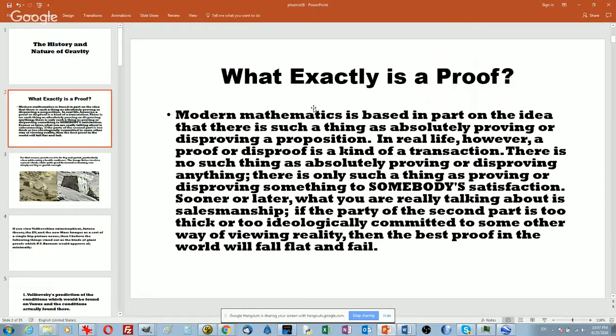Modern mathematics is based in part on the idea that there's such a thing as absolutely proving or disproving a proposition. In real life, however, a proof or disproof is a kind of a transaction. There's no such thing as absolutely proving or disproving anything. There's only such a thing as proving or disproving something to somebody's satisfaction. Sooner or later, what you're really talking about is salesmanship. If the party of the second part is too thick or too ideologically committed to some other way of viewing reality, then you're not going to prove anything. The best proof in the world will fall flat and fail.